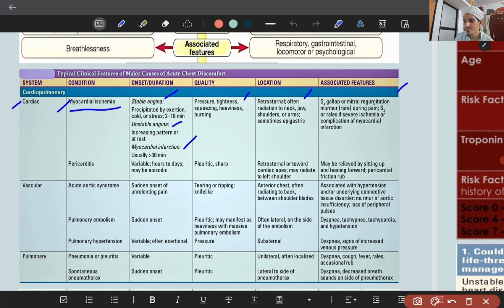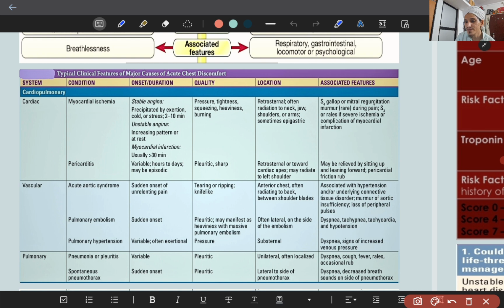Second is pericarditis. Onset is variable, hours to days, and may be episodic also. Pericarditis pain is pleuritic and sharp, catchy, and the location is retrosternal toward the cardiac apex, and may radiate to the left shoulder. Associated features: it may be relieved by sitting up and leaning forward. There will be an associated pericardial rub. That's about the cardiac causes of chest pain.